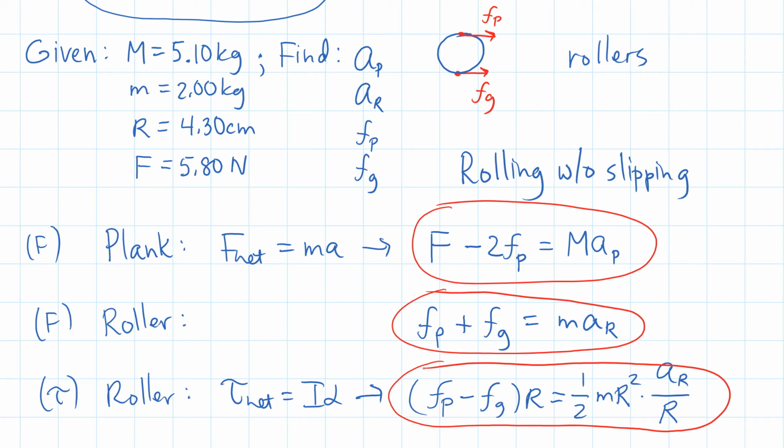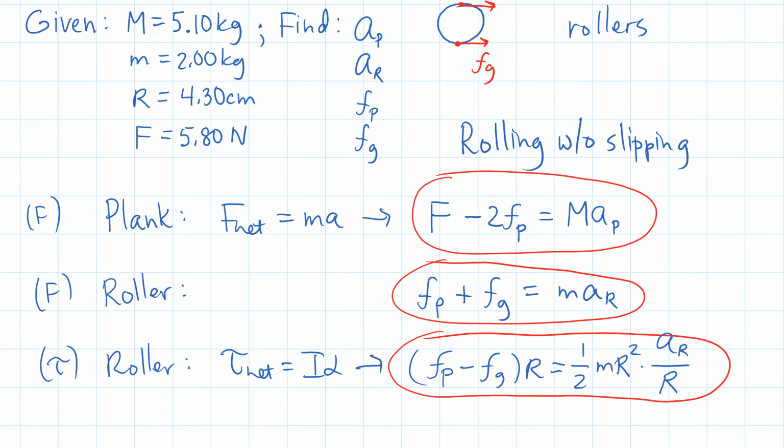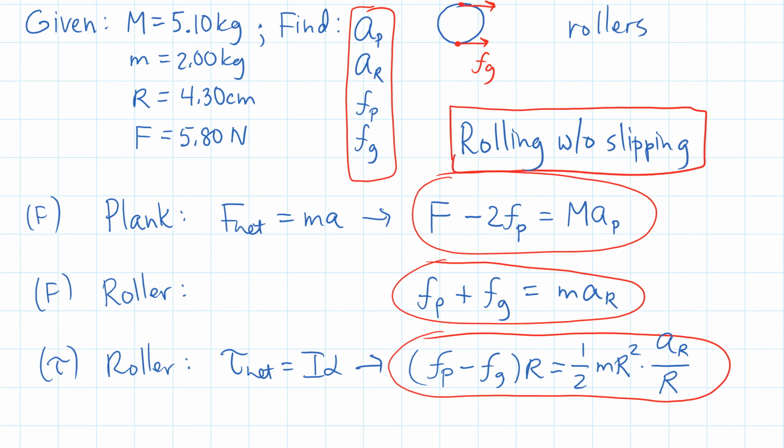Okay, so let me circle the three equations that we have here, and it seems that we have a problem: we have four unknowns, and it appears that the unknowns are as stated here: the two accelerations and the two forces of friction. Now, the key to solving this problem is understanding that the motion is rolling without slipping.